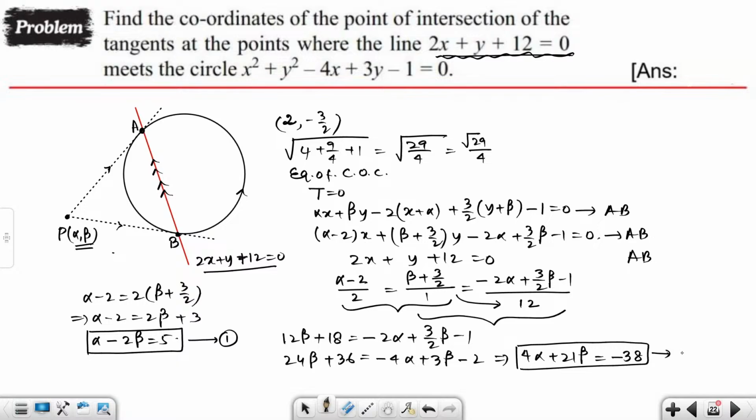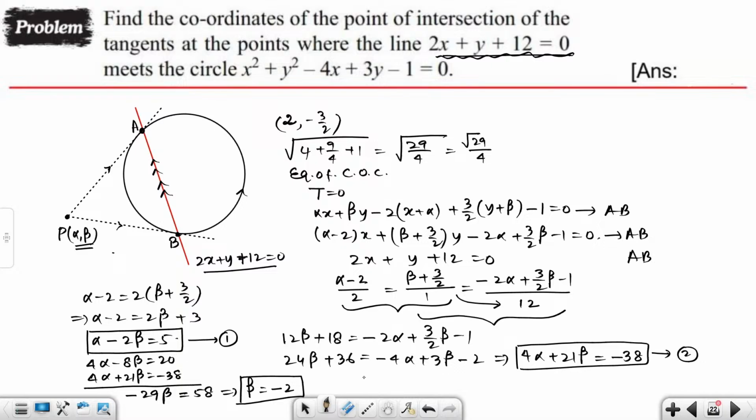So if I solve this too, we are going to have the coordinate of point P. So for that, what I'm doing, I'm multiplying the first equation with 4. And the second equation is 4 alpha plus 21 beta is minus 38. So let me just subtract these two. We are going to have, so from here we are getting beta is nothing but minus 2. Am I correct? Beta is nothing but minus 2.